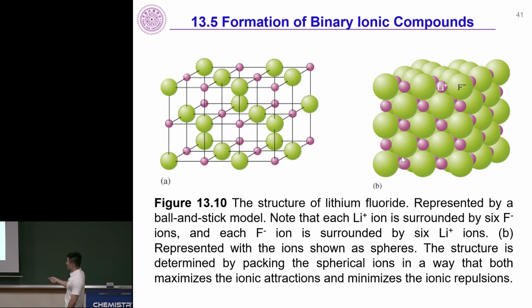Structure is determined by packing the spherical ions in a way that both maximizes the ionic attraction and minimizes the ionic repulsion. And as I mentioned in the class on Monday, we will learn a lot more about this, right? So again, a quick preview: you can see that by having 6 surrounding, right? So if you take a look at this purple sphere, this is a lithium plus ion. Yes, 1, 2, 3, 4, 5, 6. 6 fluorides surrounding this.